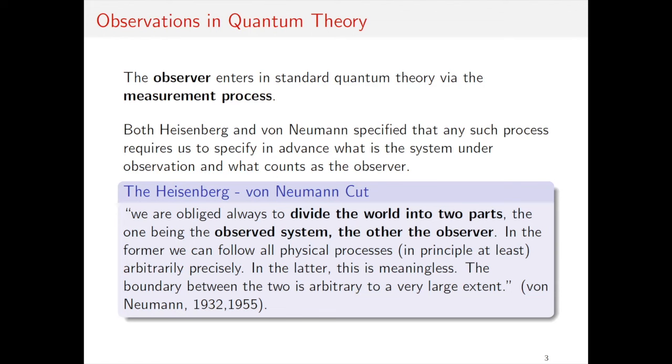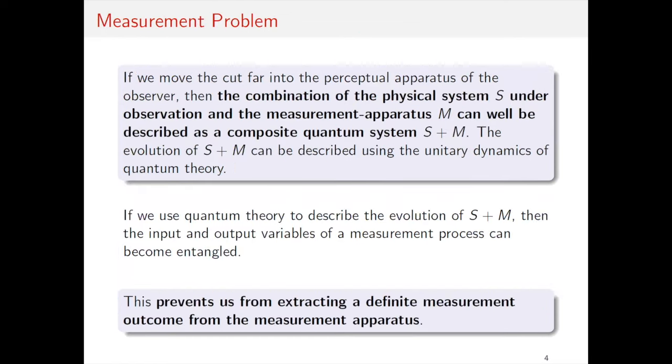In the former, we can follow all the physical processes, at least in principle, arbitrarily precisely. In the latter, that is meaningless. The boundary between the two, where we place the cut, is arbitrary to a very large extent. Okay, so that's what von Neumann writes.